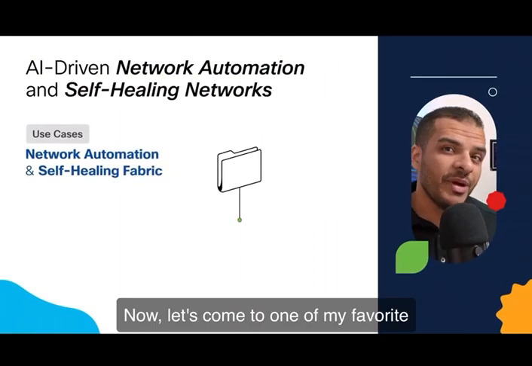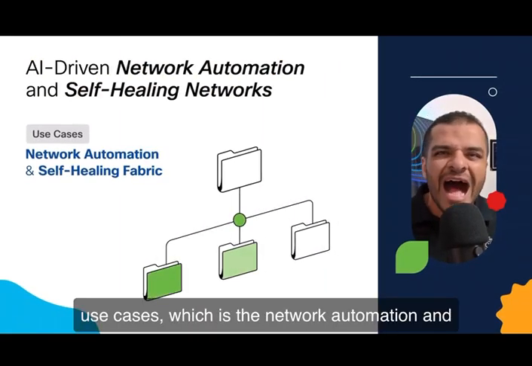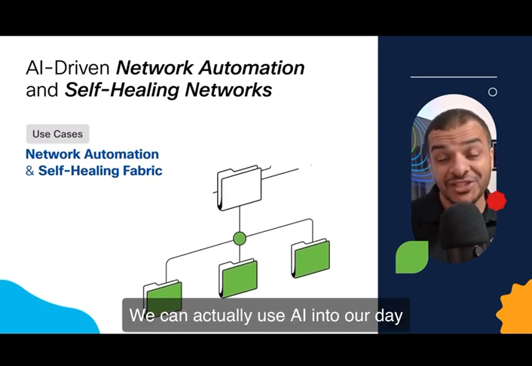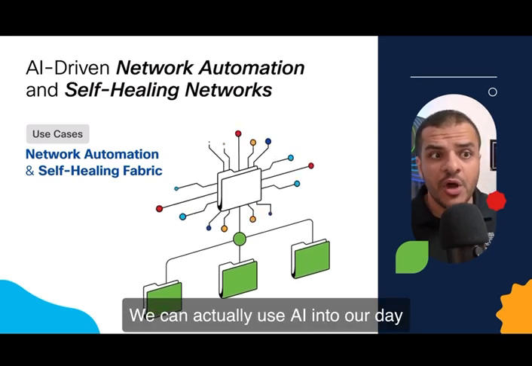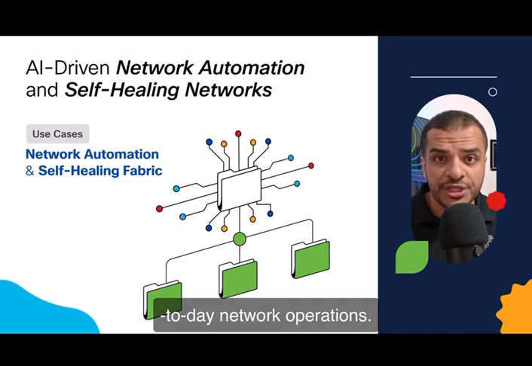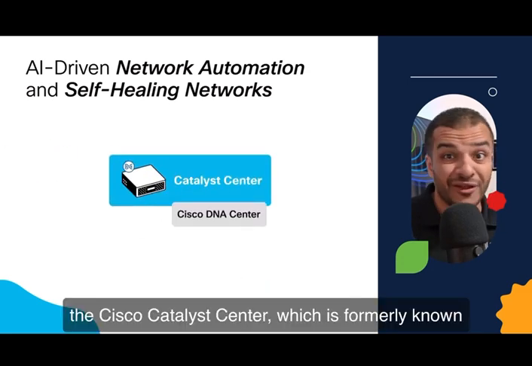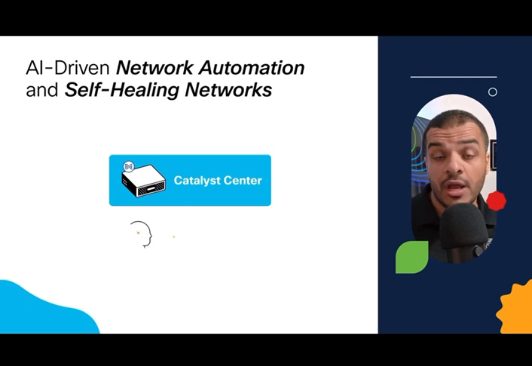Now let's come to one of my favorite use cases, which is the network automation and self-healing fabric. What's that? We can actually use AI in our day-to-day network operations. Specifically, I can give you a name here, the Cisco Catalyst Center, which is formerly known as the Cisco DNA Center. What does it do?